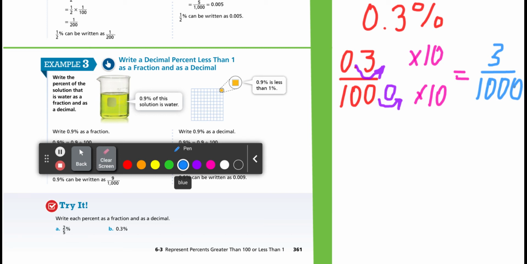So we had the percent. We now have the fraction. What is 3 1,000ths, or 3 thousandths, as a decimal? 0.003.